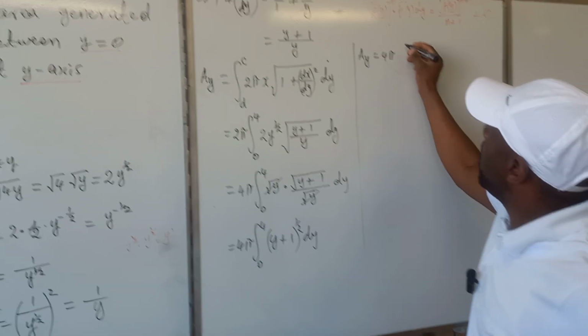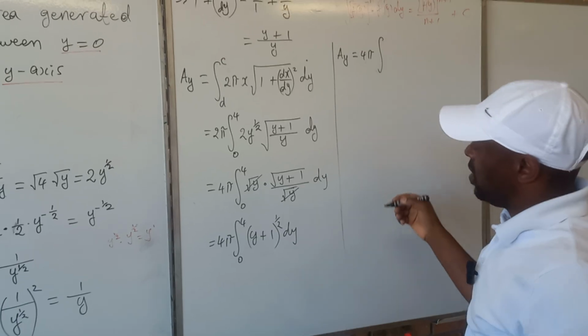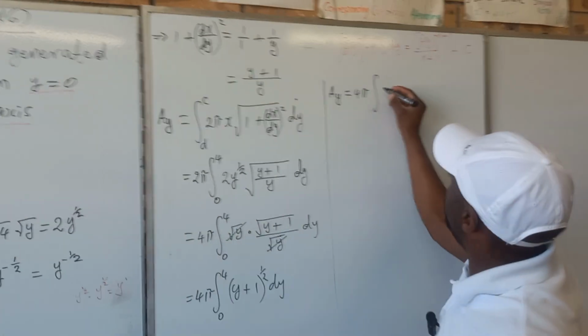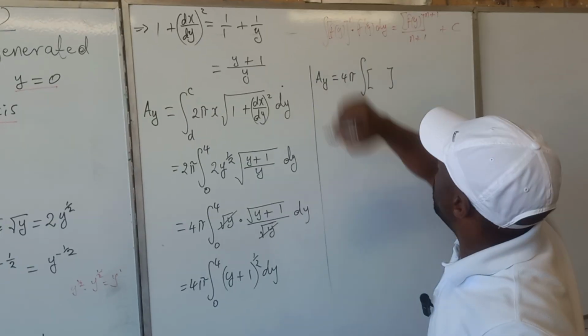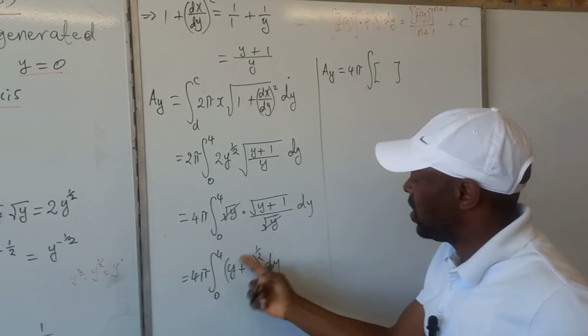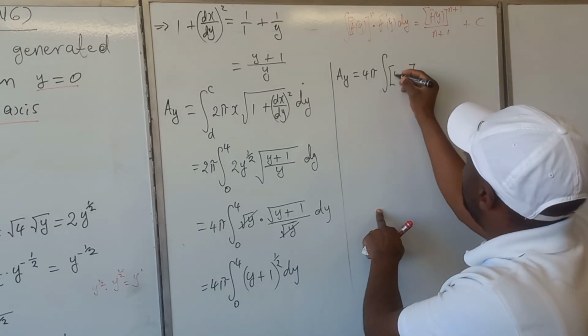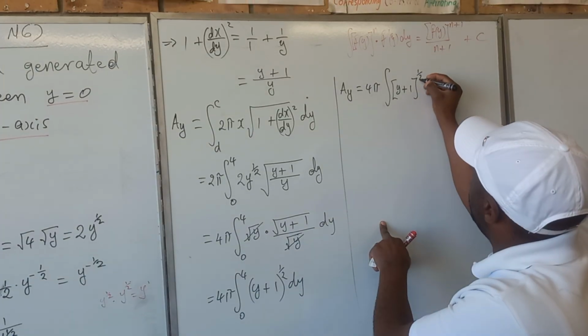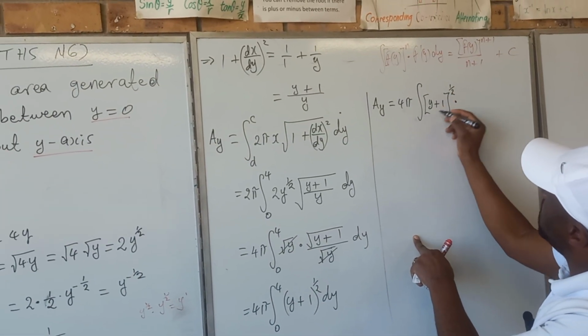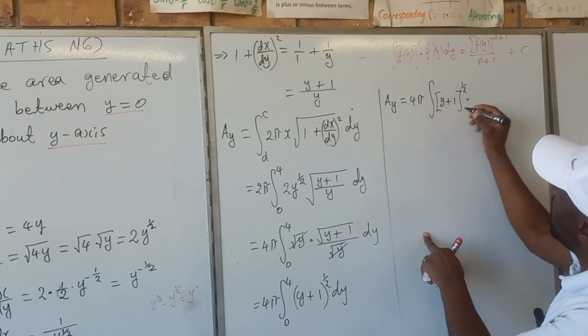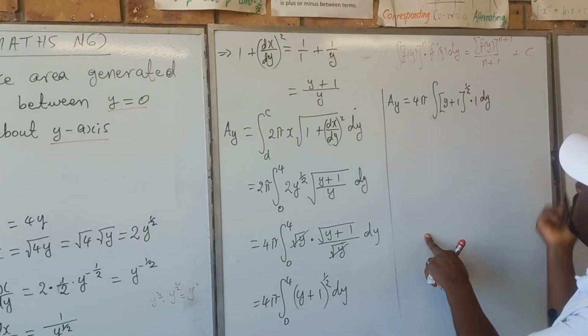We get our 4 pi, the integral, then we capture the formula. The formula is like that. In the place of f of y, I will put in the item that is supposed to be my u, which should be y plus 1. Then I have the power there. Then the formula says you multiply by the derivative of the expression in here, and if you differentiate y plus 1, you get 1. Then you attach your dy.